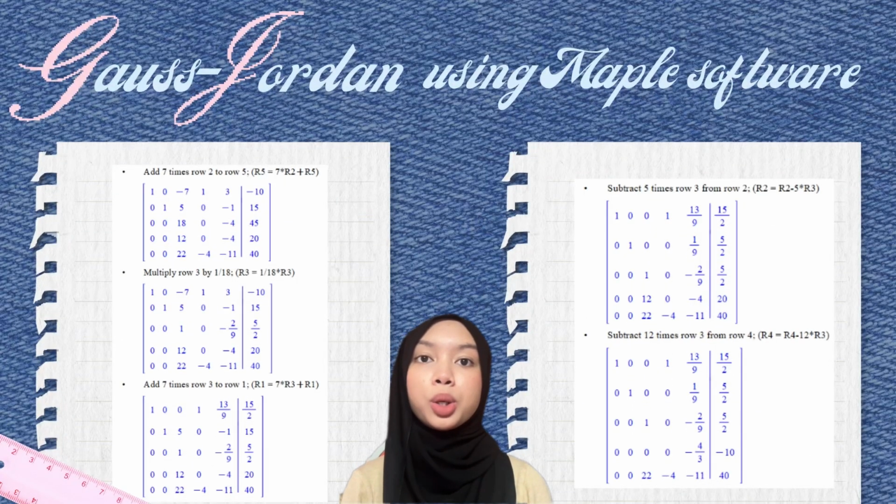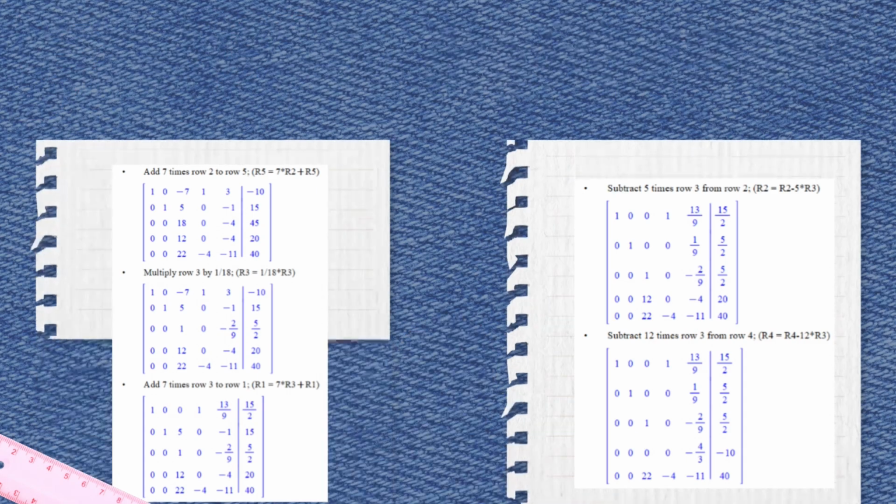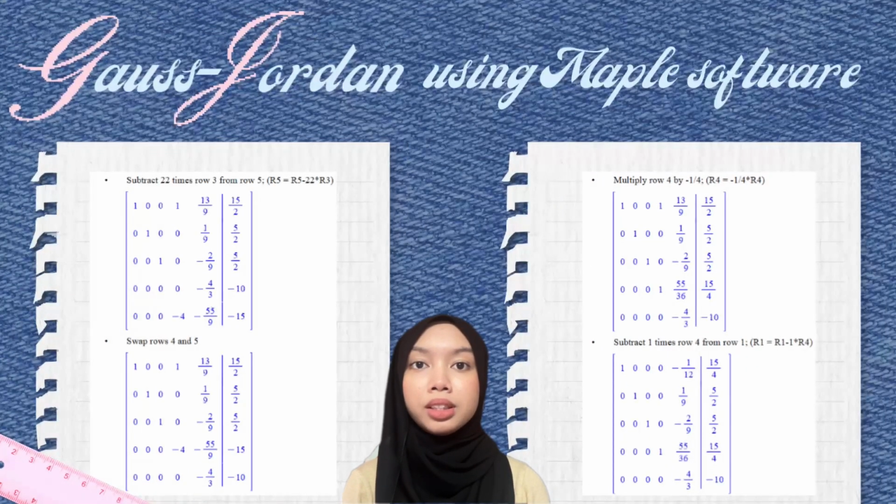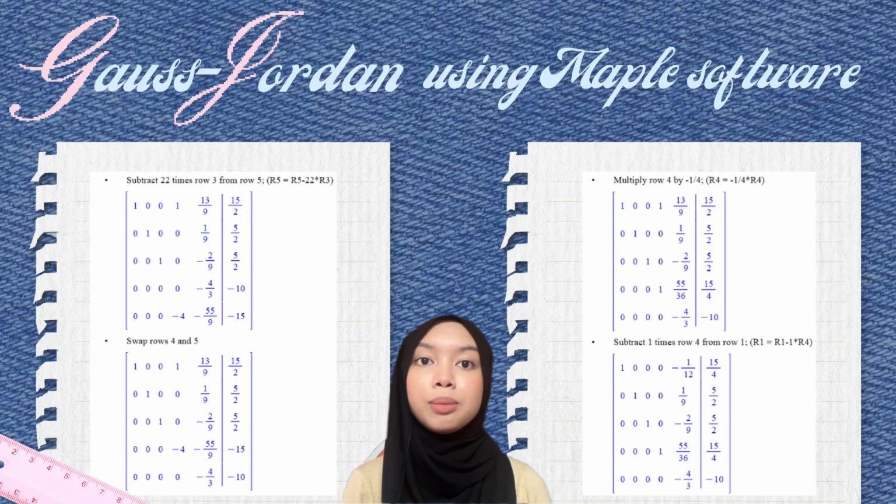The goal is to convert the matrix into row-reduced echelon form, where the diagonal has all ones and all other values in the pivot columns are 0. For example, we start by making the top left value a pivot, then eliminate values below it. We continue doing this for each row, moving down and to the right, one pivot at a time.